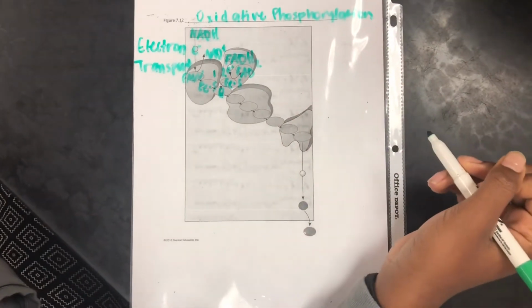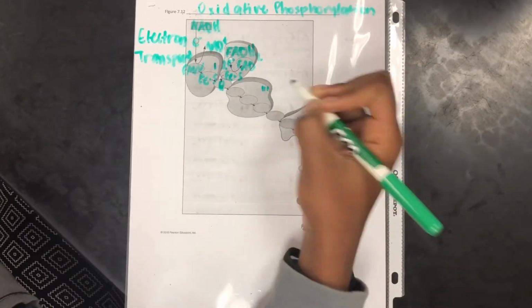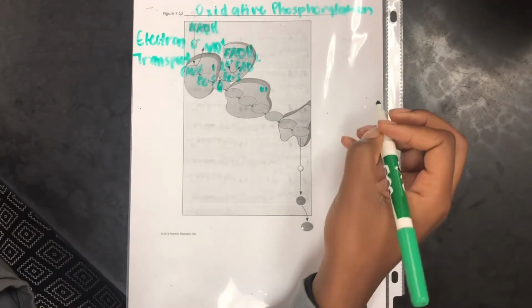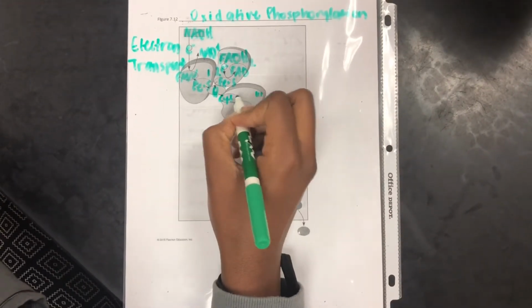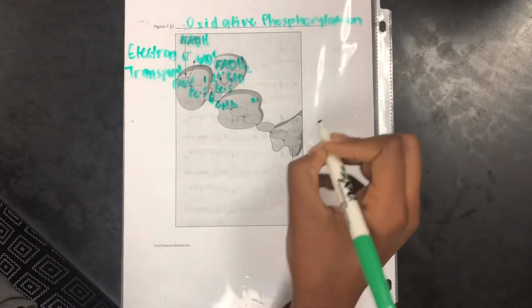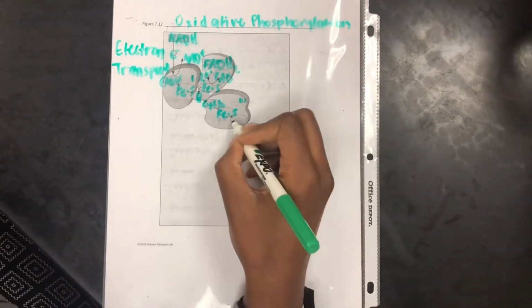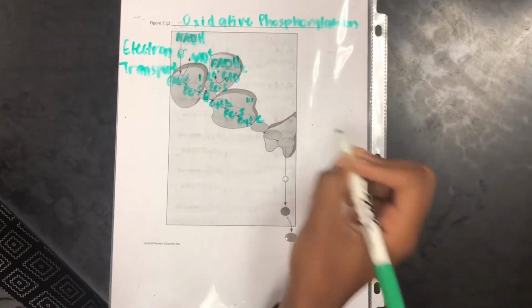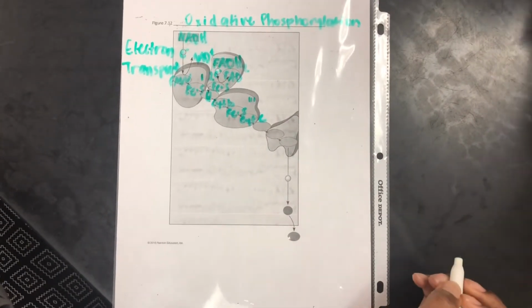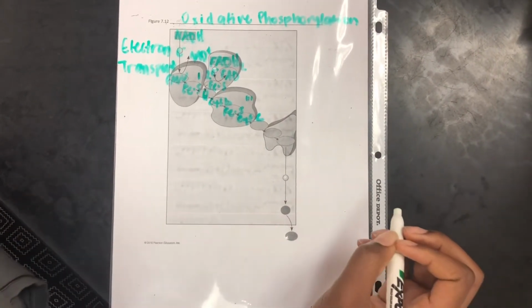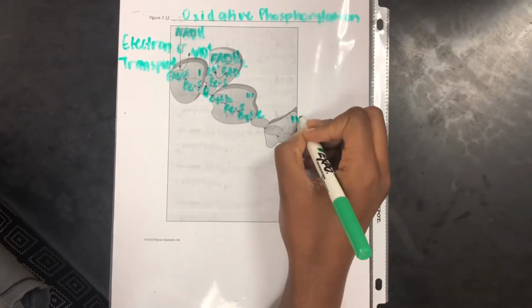Complex 3. This complex oxidizes ubiquinol, which then goes into cytochrome B and then into another Fe-S, and also reduces 2 molecules of cytochrome C. The electron is transported via these reactions onto complex 4, accompanied by the release of protons.